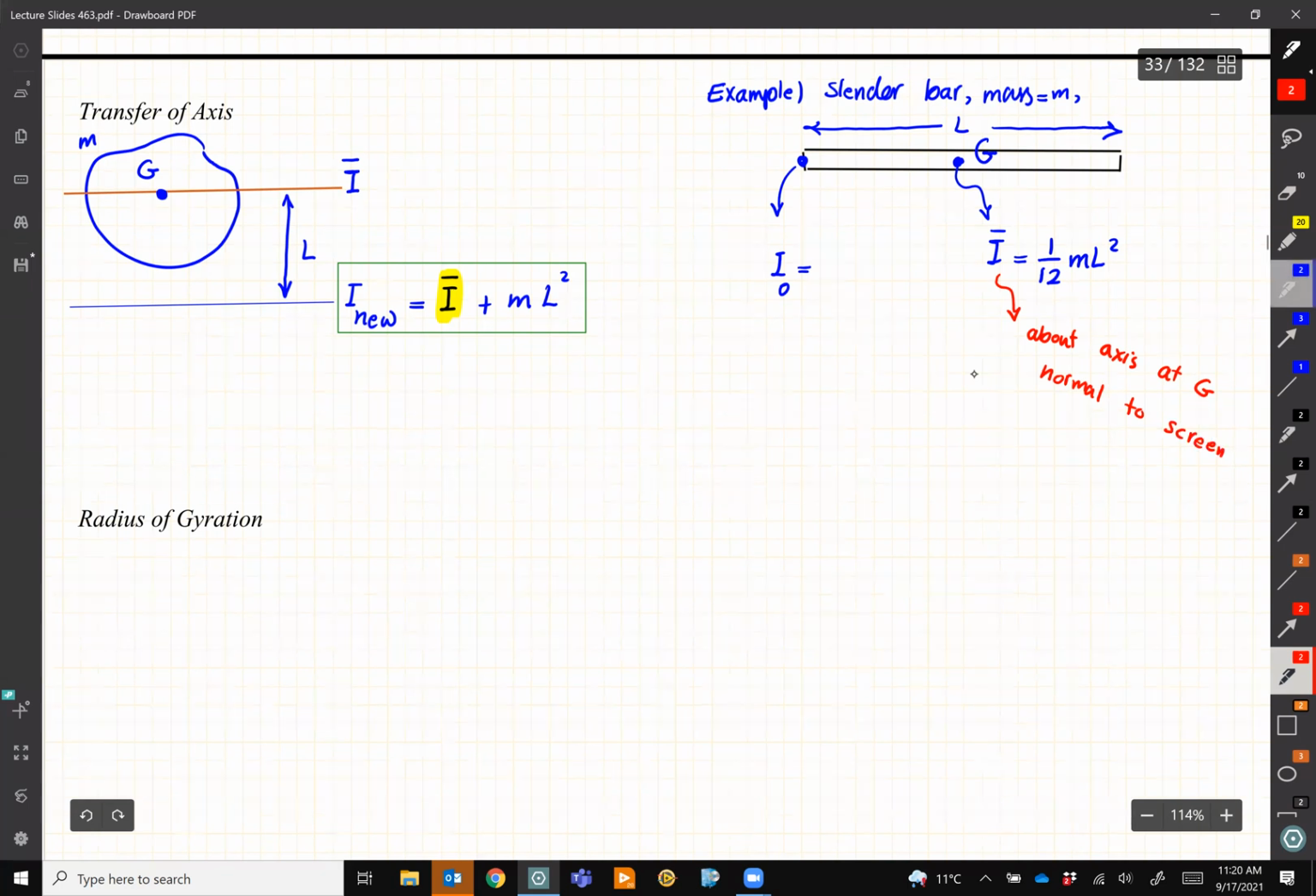So what is I O? So simply I O is I bar plus mass and the distance between these two axes, right? These two parallel axes, they come out of the screen, which is L/2, and it gives me 1/3 mL squared.